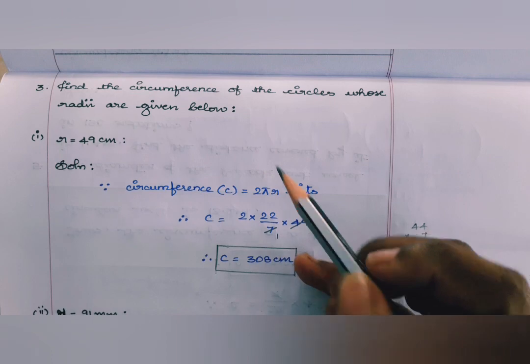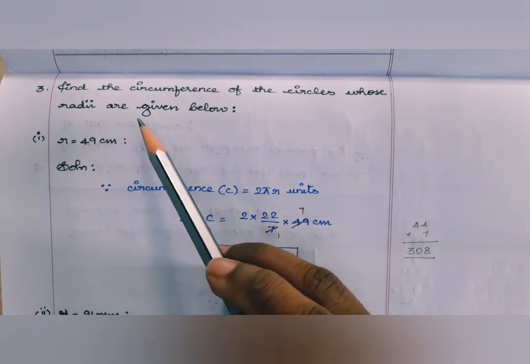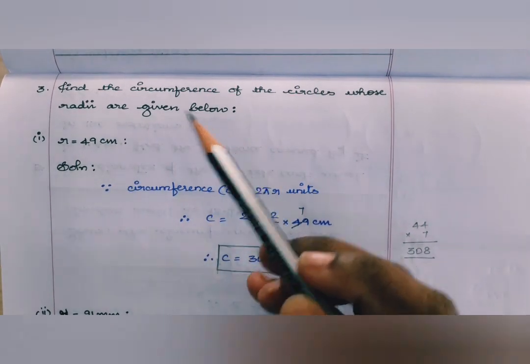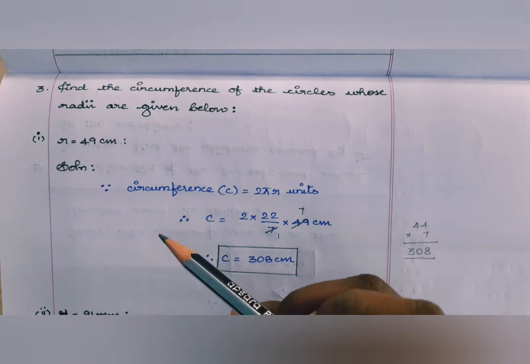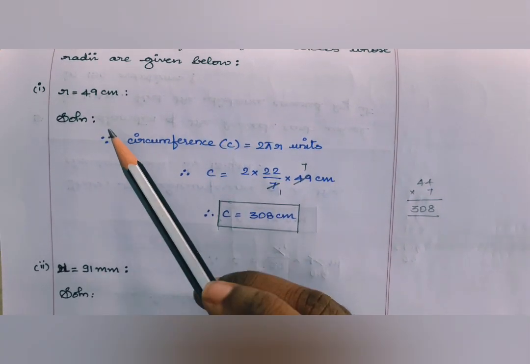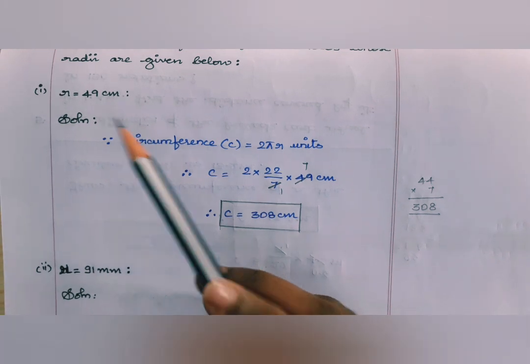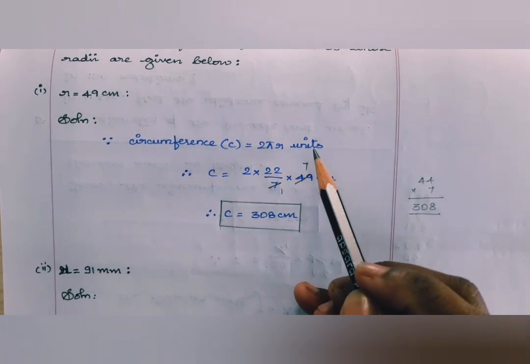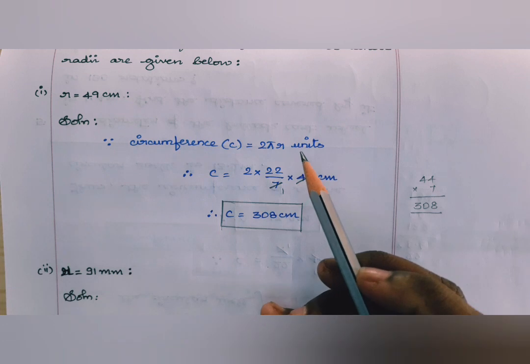Yes. Third question, find the circumference of the circle whose radius are given below. So, first they have given the diameter, then asked the circumference. Now, they have given the radius and they are asking the circumference. Okay. So, since R is given, take the 2 pi R units formula. So, circumference is equal to 2 pi R units.